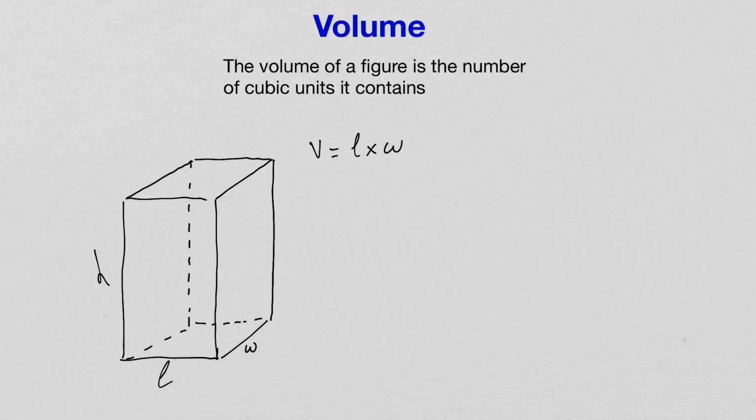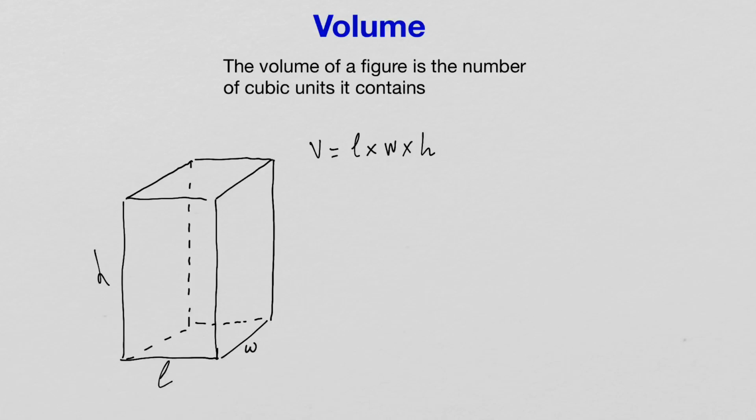times W times h. And so here, again, it's important that all 3 dimensions have the same units of measure. The length, the width, and the height all have to be in the same units. Inches, centimeters, meters, feet, it doesn't matter. But we cannot have mixed units because then the calculation of the volume makes no sense.